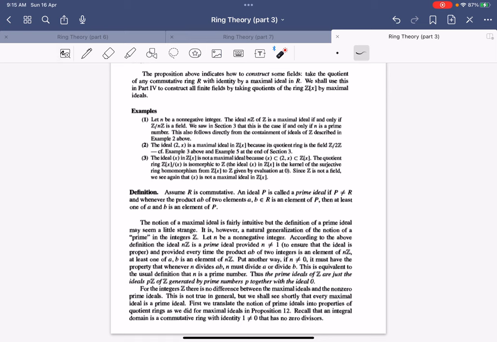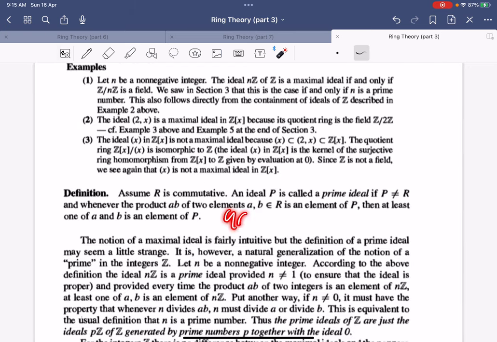And now we define what a prime ideal is by saying that if you have the product of two elements a, b in P, then at least one of the elements must be in P. Another way of saying it is that if a is not in P and b is not in P, then ab cannot be in P.